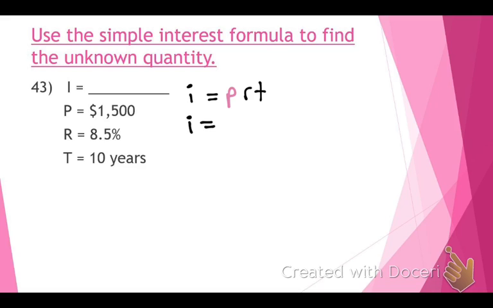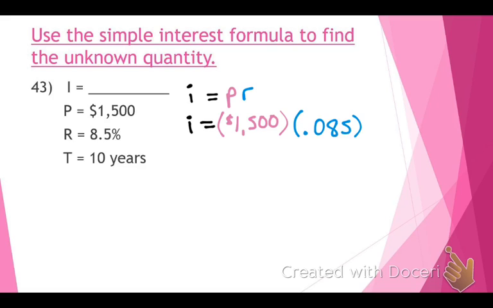Okay, so basically all I'm going to do is instead of that P right there, I'm going to go ahead and put in $1,500. Do I know my R? What is it? 8.5. Okay, what should I do to my 8.5? You always change this rate to a decimal, so Maddox, what would that be? 0.085.